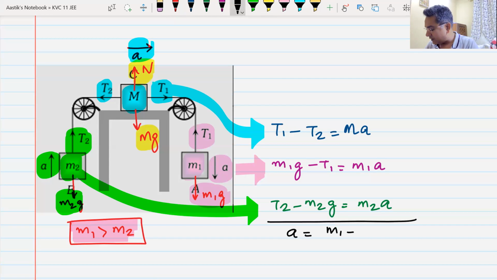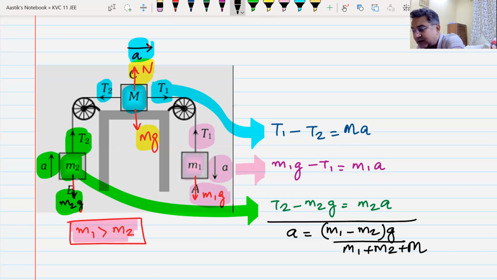A will be M1 minus M2 into g divided by M1 plus M2 plus M. But if you look closely, you could have done this before. You could have done without writing all these equations. You could have seen that the pulling force is M1g on one side and M2g on the other side. M1g is more, so the net pulling force becomes M1 minus M2 into g divided by the total mass, M1 plus M2 plus capital M, and you could have got the answer straight away without doing all this. Do we understand this?